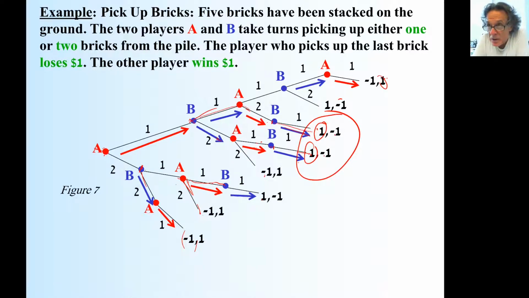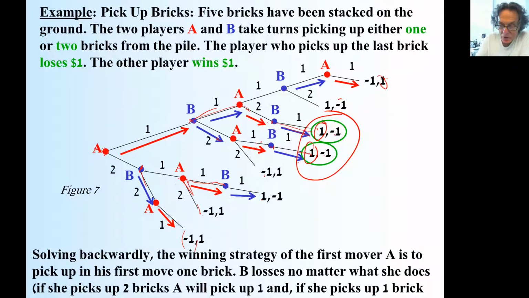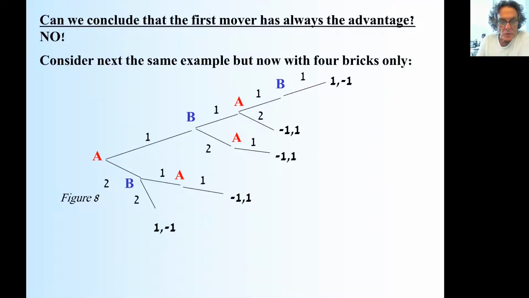So with five bricks, A has a winning strategy by starting with one brick. Very nice. By the way, this game can be played not only with five bricks, but with any number of bricks. If you like, 187 bricks. So we did all this, and the question is how we proceed with the game. So we move now to four bricks. Okay, let's move to the problem with four bricks.